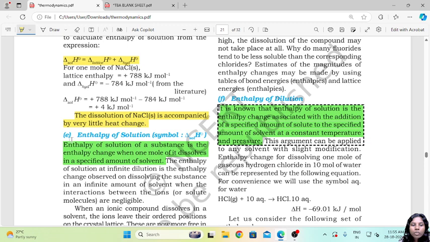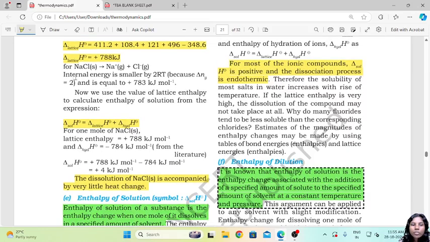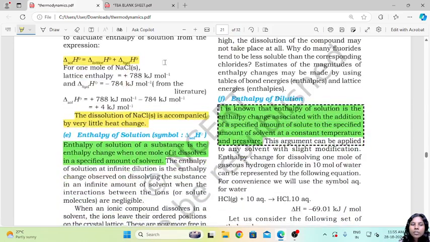So what we are saying is that it is the enthalpy change that occurs when 1 mole of a substance is dissolved in some specified amount of solvent. This is the enthalpy of hydration, and this is the lattice, and this is the solution. This is what we have to find. So say we have NaCl, that salt we are dissolving in some amount of solvent. So we have to find now the enthalpy of the entire solution.